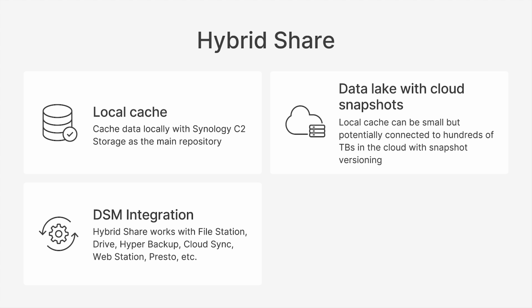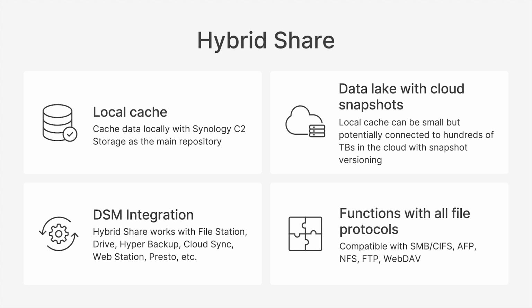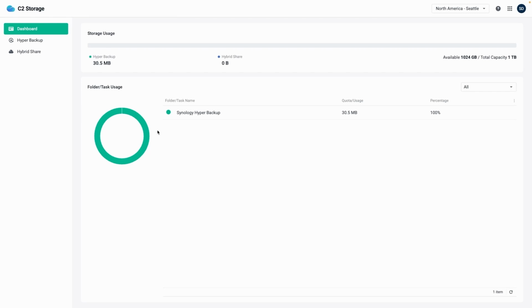Lastly, Hybrid Share gives us the ability to get access to our files through the file protocol of our choice. Hybrid Share supports SMB, CIFS, AFP, FTP, and many more file protocols. For our next demo, we will be looking at mounting a Hybrid Share folder on a Synology NAS.